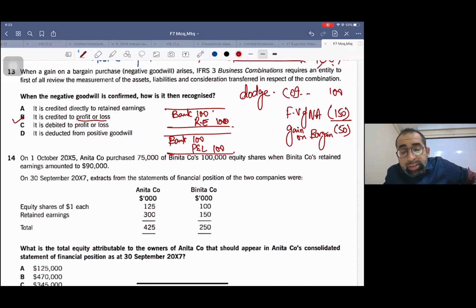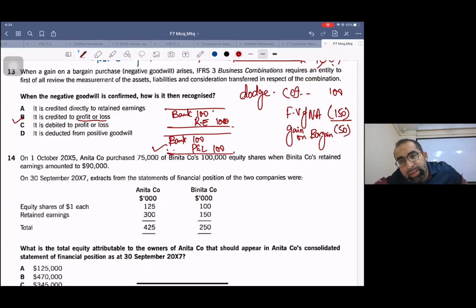If you make a direct entry, bank debit and retained earnings credit, without booking in the P&L, your EPS will not be affected. If you make the entry bank debit and P&L credit, you are booking this gain in the income statement. Your profits will go up, so your EPS will go up, and many ratios, and then through profits it will go to retained earnings. So there is a big difference between these two entries. Booking something directly in retained earnings and booking something in P&L, and then through P&L it goes to retained earnings, is a big difference.